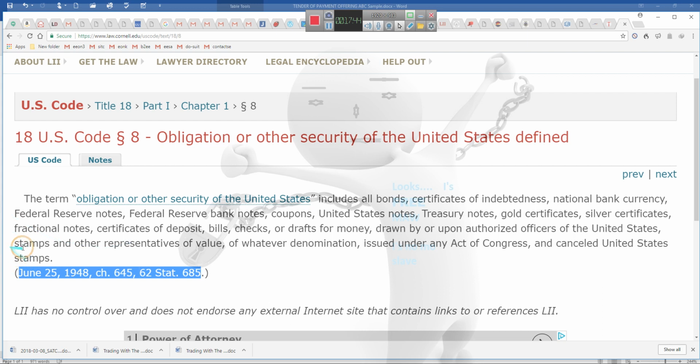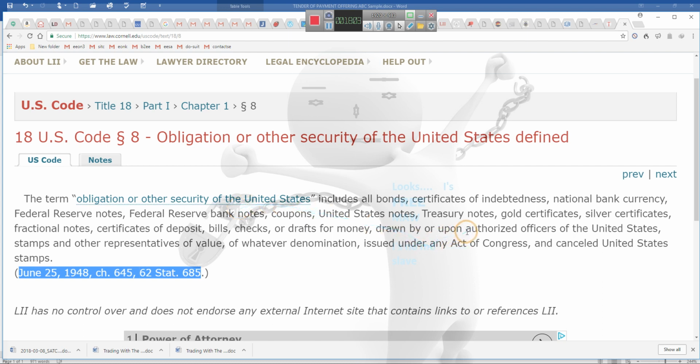Anything that's traded on the market. What do you mean anything that's traded on the market? Anything that's traded on the market is a security. The United States market is owned by the United States. It's controlled through the SEC. That's the government officer who authorizes that trade. It's a security of the United States.